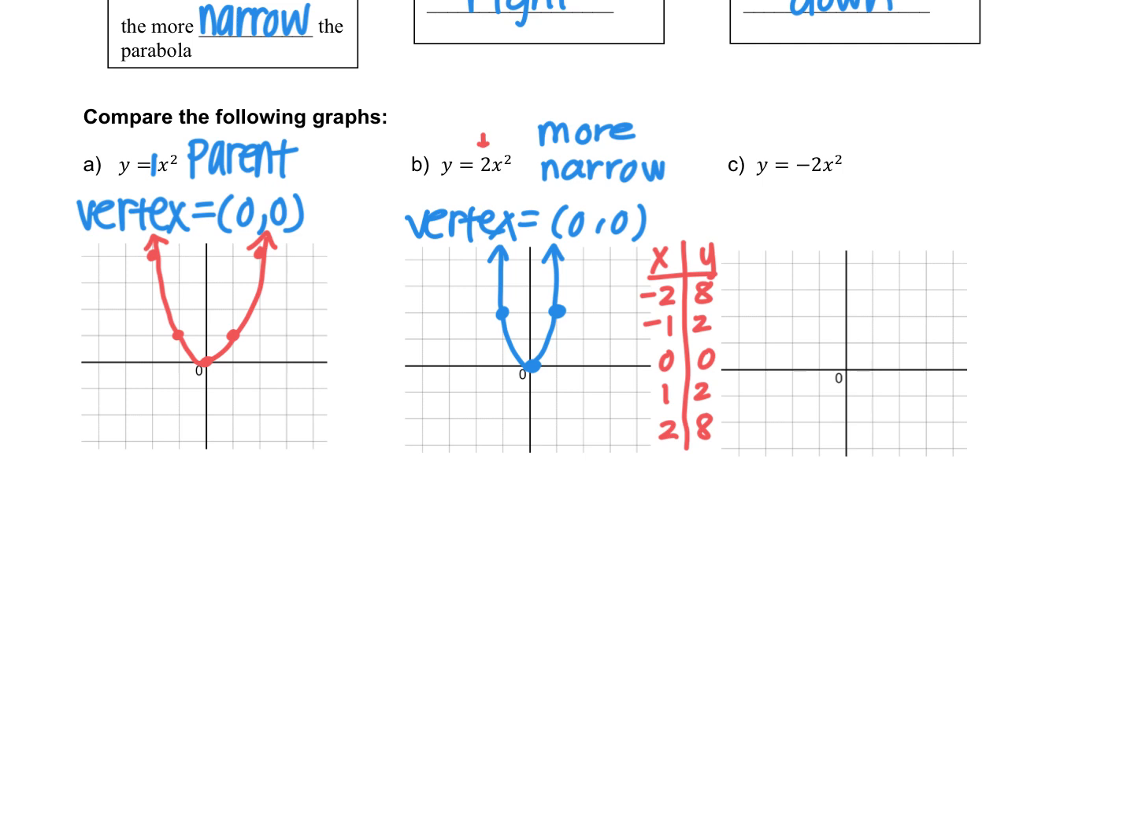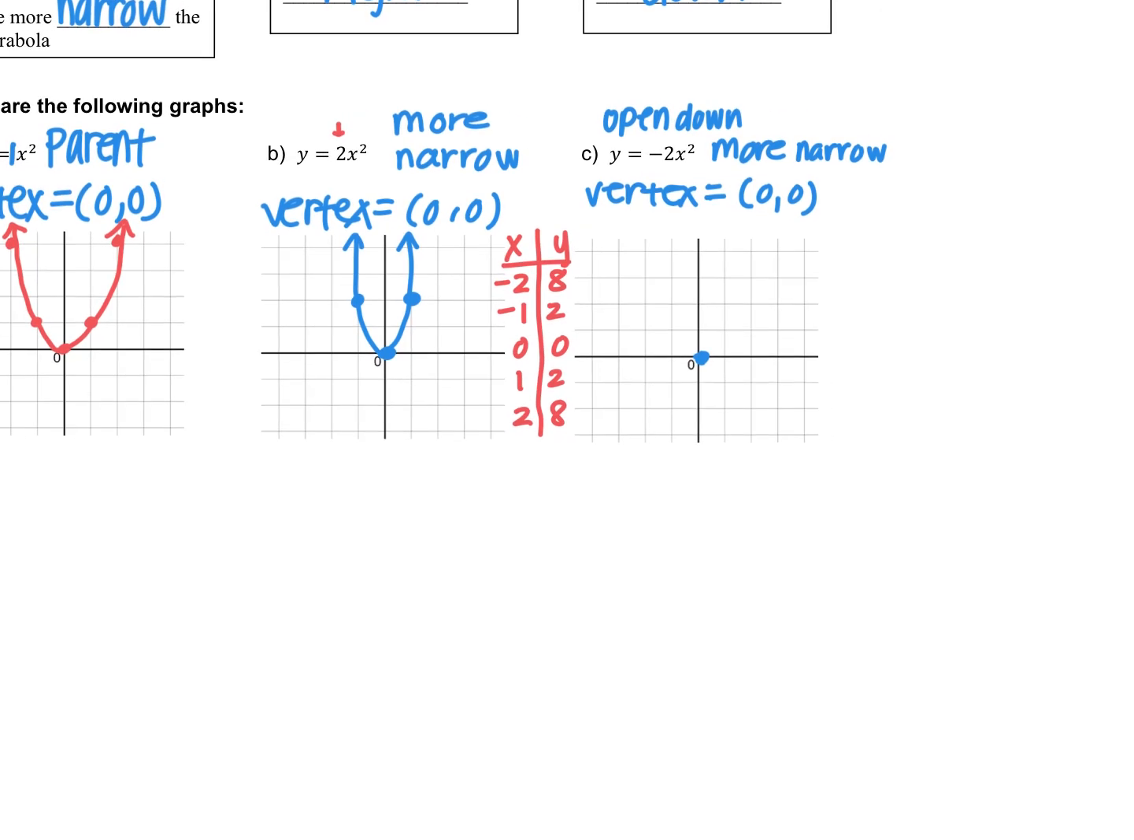Now, the next one is -2x squared. That means this one is going to open down, and it's also going to be more narrow. The vertex doesn't change because we didn't shift left or right. So the vertex is still at 0, 0. How would you know if it's just left or right? You'll see. We haven't gotten there yet.